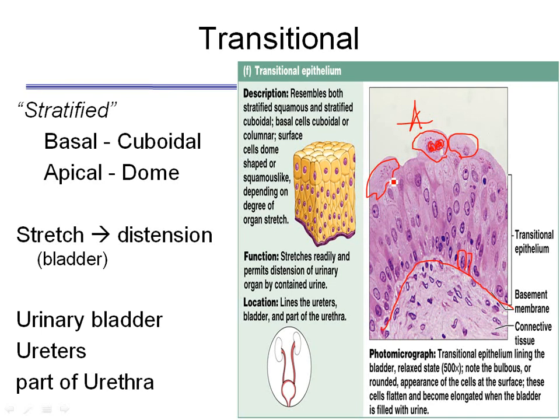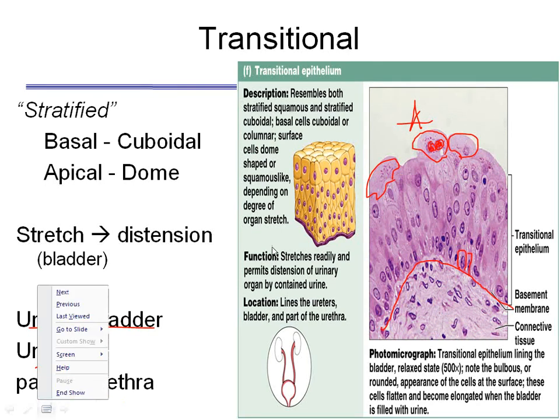Okay, that's what makes it transitional, the fact that you have these dome-shaped cells on the apical surface and much more cuboidal-shaped cells on the basal surface. And again, this tissue allows you to stretch. So you've got it in urinary bladder, ureters, and part of the urethra.